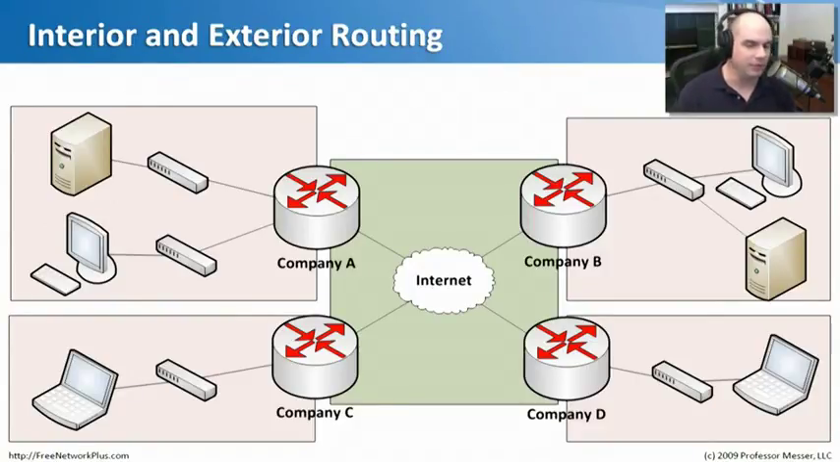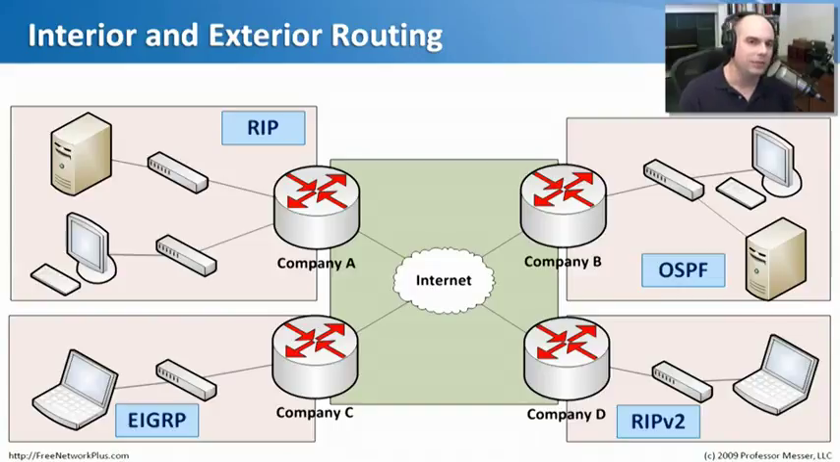Here's a good example of this. I've drawn a picture of 4 different companies: Company A, Company B, Company C, and Company D. Within these companies, they're all using their own interior gateway protocols to communicate. One might be running RIP, another one might be running OSPF, another one might be running EIGRP, and Company D down here is running RIP version 2. They can all be very different in the way they operate, but they may still need to talk to each other over the internet. And that's why we have BGP, this exterior gateway protocol, to be able to handle that communication. So that's a very good example of how we can use IGPs internally within our own autonomous systems, but still be able to talk between our autonomous systems with these exterior gateway protocols.